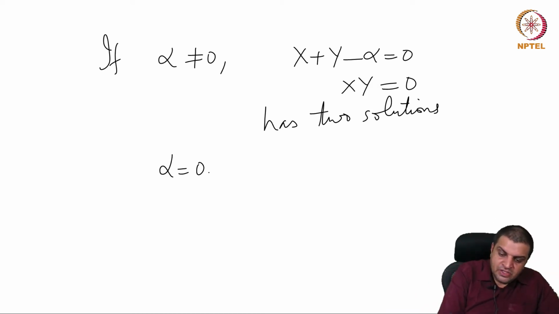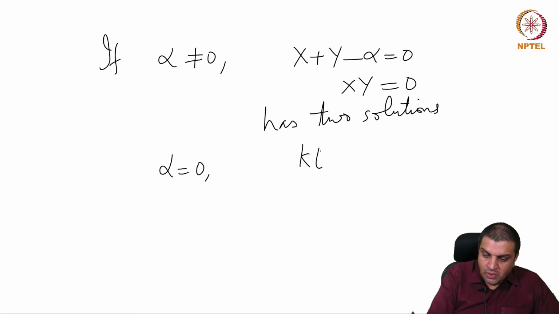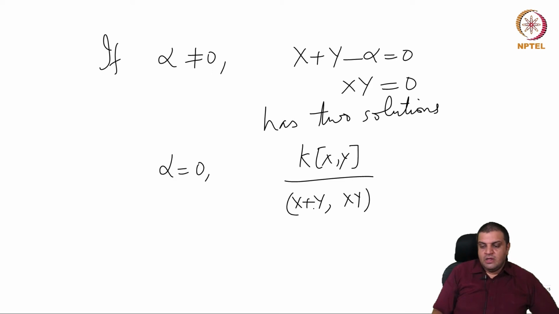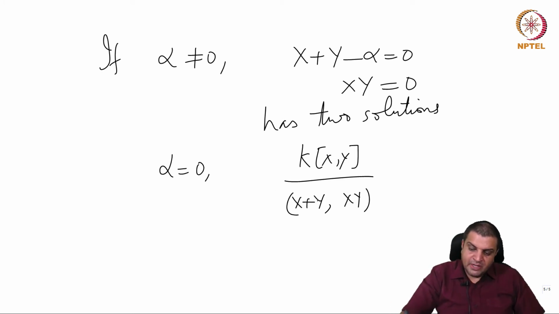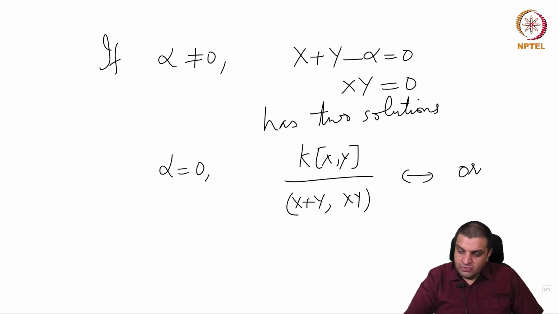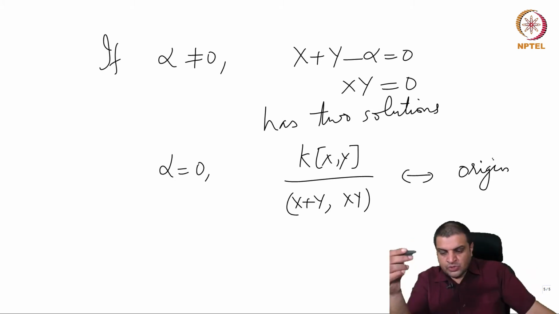And if alpha is 0, we get k[x,y] mod (x plus y, xy), which is really, if both these functions vanish, it can only vanish at the origin. X and y have to vanish. So either x is 0 or y is 0. But as soon as x is 0, this forces y also to be 0. So the max spec of this corresponds to one point, which is just the origin. But as we saw earlier, it has some additional structure to it, not just one point.